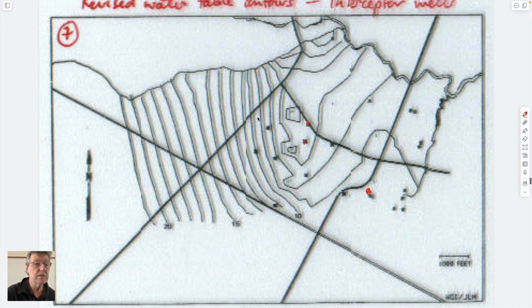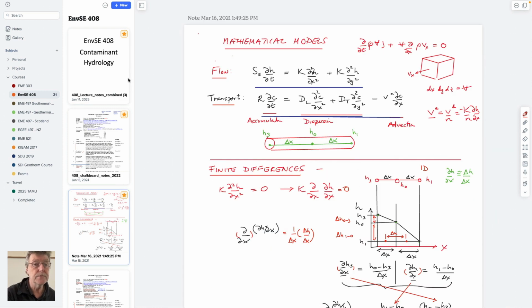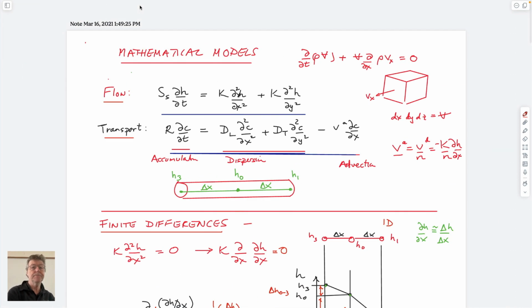So there's two models that we might want to look at, and those are flow models and also transport models. So that's what we'll deal with. So this is it.